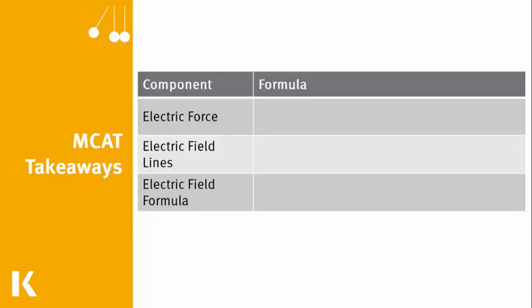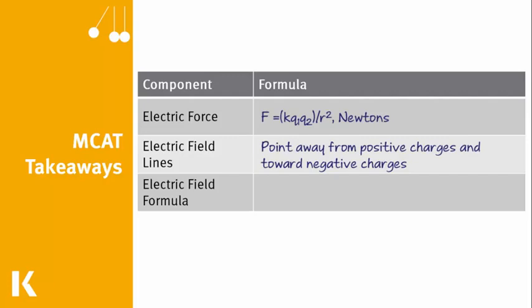I know this material can be tough to comprehend at first, so let's highlight the main points of this video. The electric force is measured by Coulomb's law and is in newtons. Electric field lines indicate the direction of the force a positive test charge would feel, so the field lines point away from positive charges, indicating a repulsive force, and towards negative source charges, indicating an attractive force. Lastly, we explored the equation for the electric field, which is equal to Coulomb's law divided by the test charge. Electric fields have the units of newtons per coulomb.